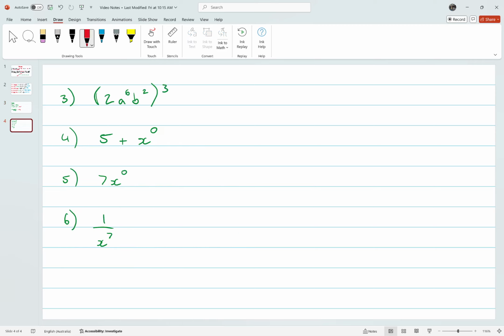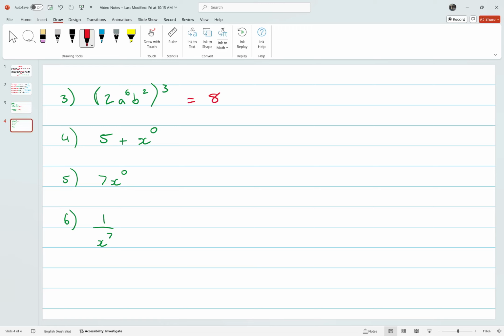Going into question 3, we have a power of a power. We have three things inside this bracket: the 2, the a to the power of 6, and the b to the power of 2. And we're going to raise each of these to the power of 3. First of all, 2 to the power of 3 isn't 2 times 3, which equals 6. 2 to the power of 3 means 2 times 2 times 2. We're multiplying 2 three times. So 2 times 2 is 4, and then 4 times 2 is 8. So 2 to the power of 3 equals 8.